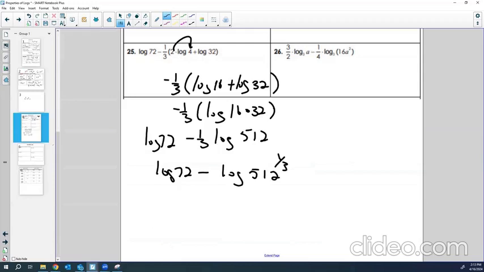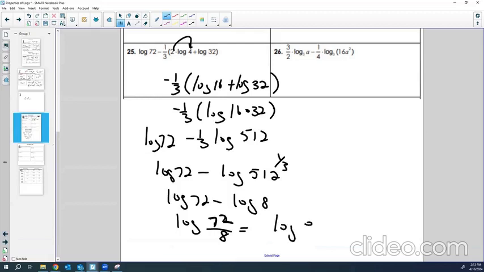8. So this becomes log of 8 now. So log 72 minus the log of 8. And then what's the next step now? So log of 72 over 8, which is 9. That gives a log of 9. So that big expression right here condenses to log of 9.